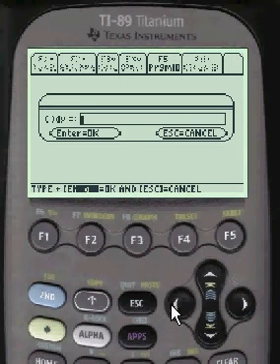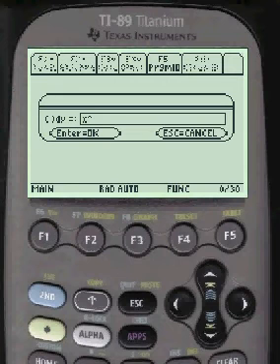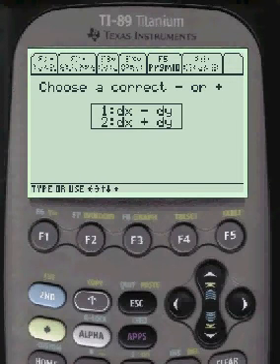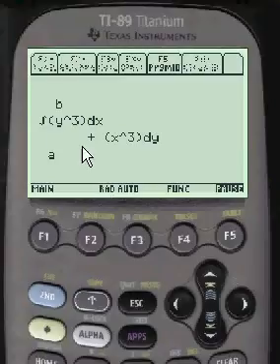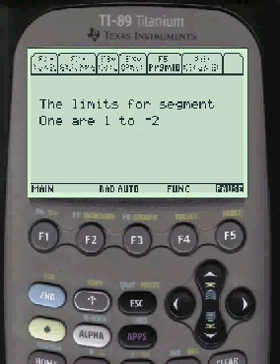and that would be alpha x cubed. And then you notice whether it's a plus dx plus dy or dx minus dy. It's a plus in your problem. And so I show you again what you've entered, and you can check it. We haven't entered the limits yet from a to b, but we will. I say it's okay. The limits for segment 1 are 1 to minus 2.